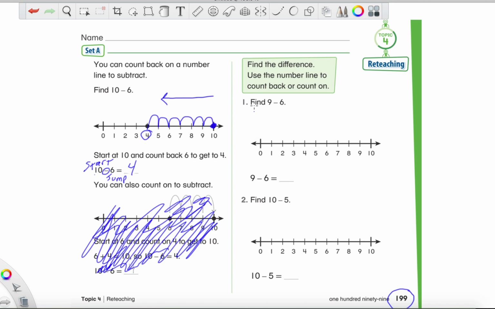So let's go ahead and... Oh, we have 2 over here. Awesome. Do number 1 on your own. Then we'll go over it. And then you're going to do number 2 completely on your own, and I will not give you the answer. So go ahead, do number 1 first. 9 minus 6, and use the number line if you need to.